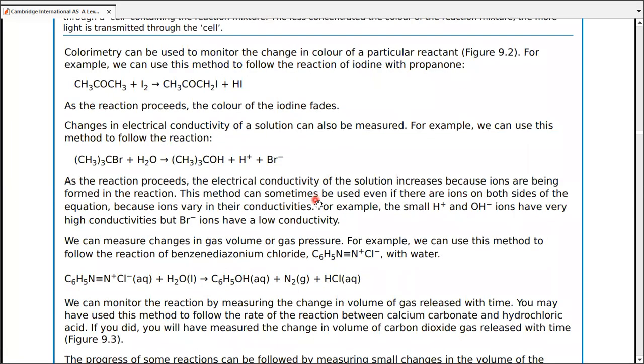Now, changes in electrical conductivity of the solution can also be measured. We can use conductivity meters for this purpose, conductivity rods.